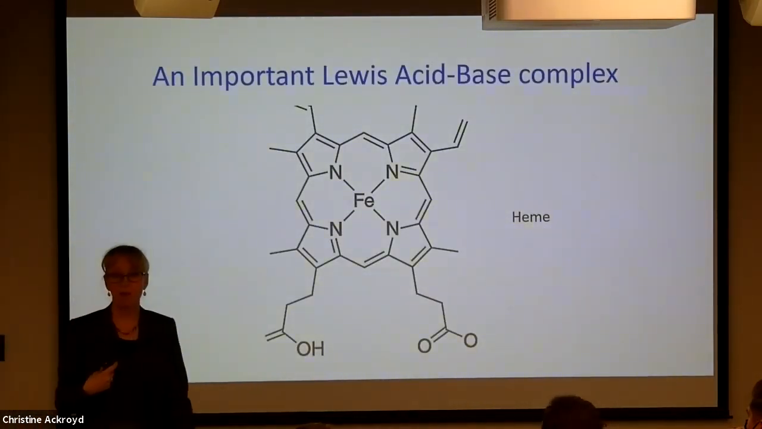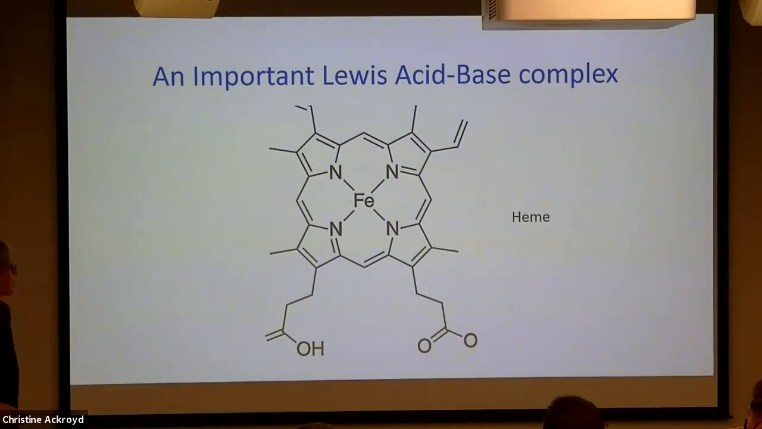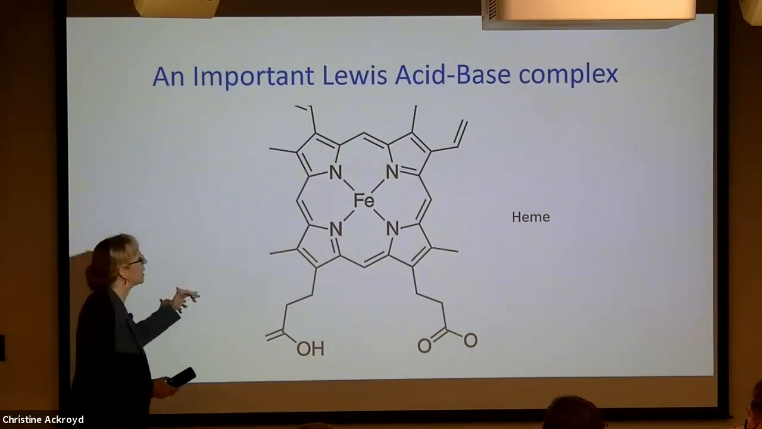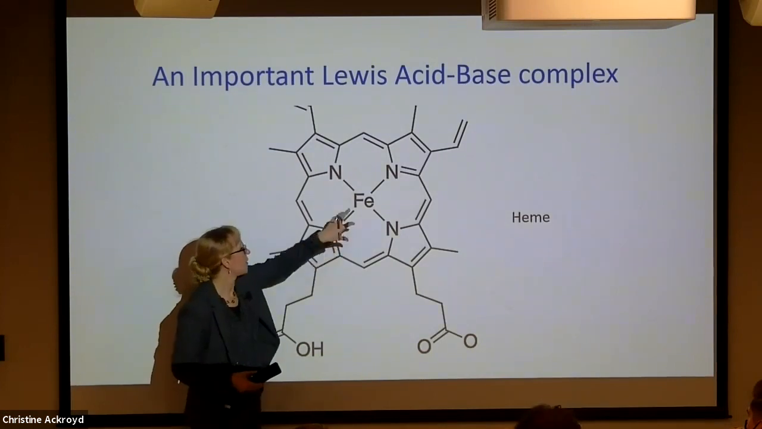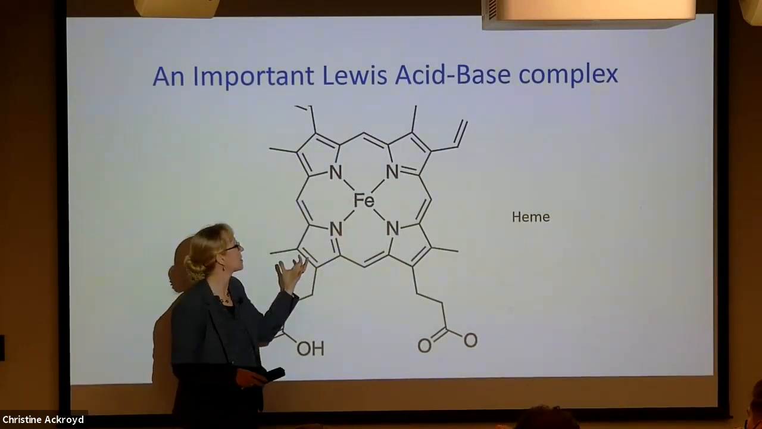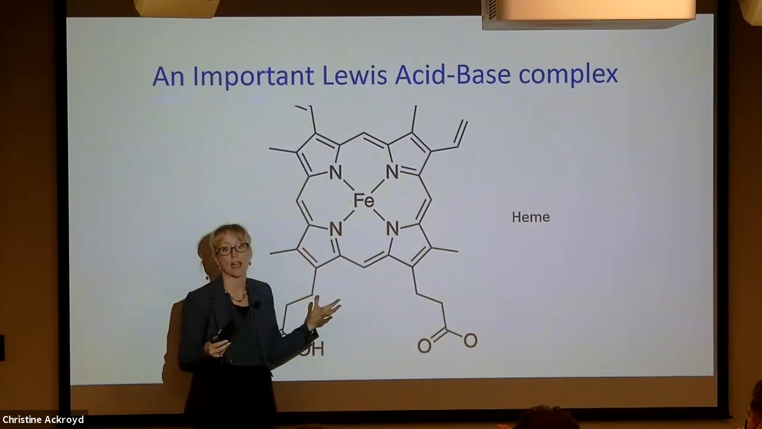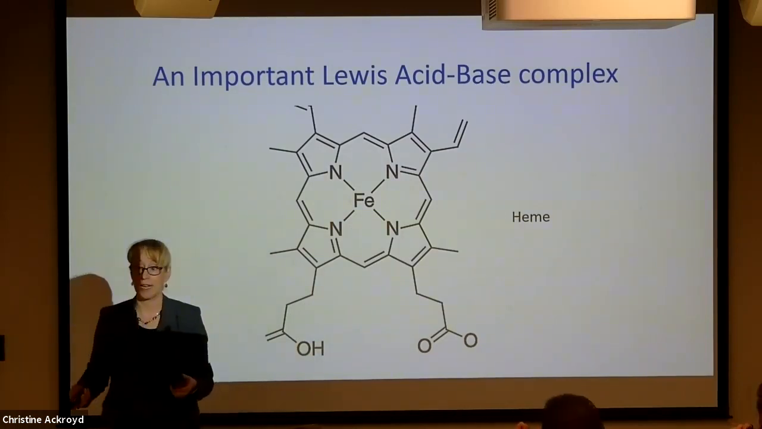You're all walking around breathing air because of a Lewis acid-base reaction. So heme without the iron in it, these are lone pairs. And the iron inserts itself in heme that's part of hemoglobin because of a metal chelation or Lewis acid-base reaction, where the lone pairs get donated to the iron.